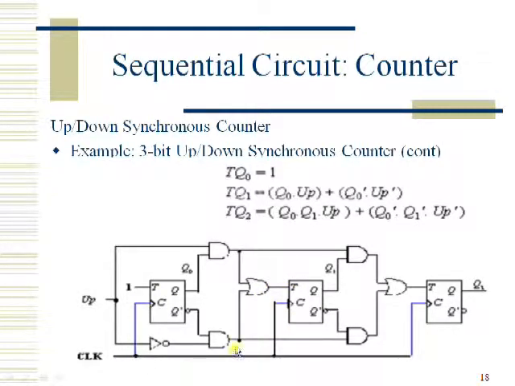So this is how we are going to implement an up-down counter. If this bit is 1, then it performs up count. If this bit is 0, then it performs down count.